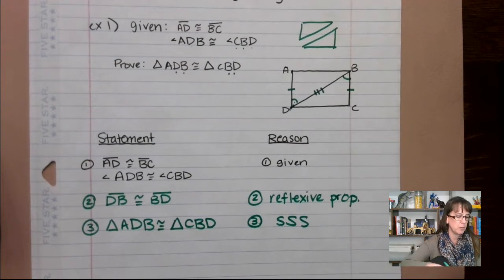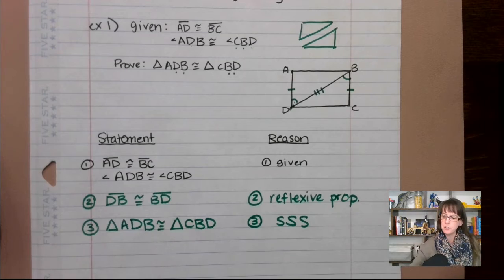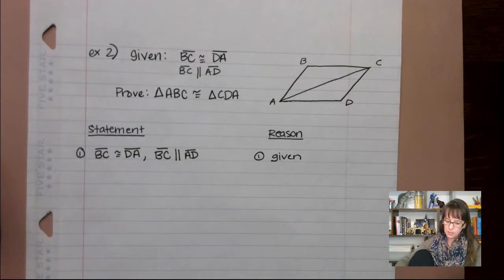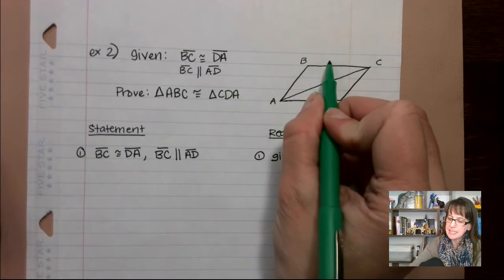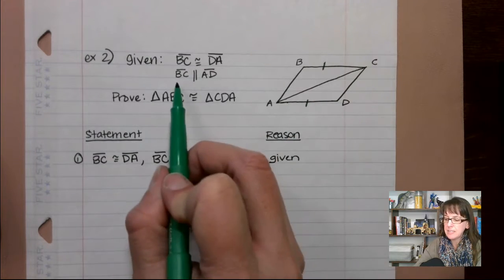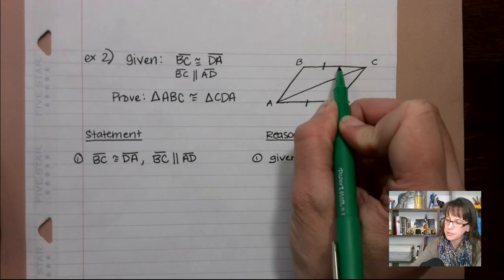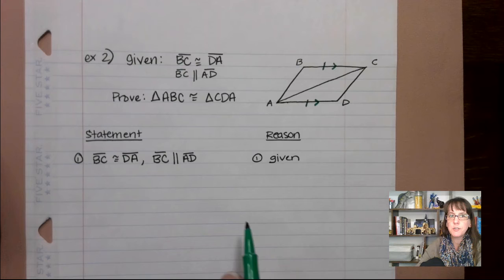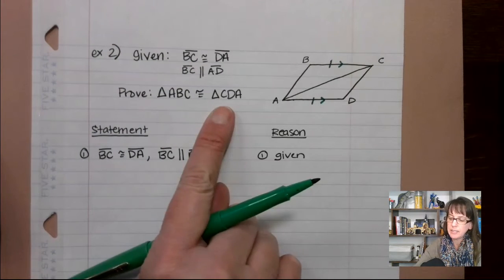All right, let's try another one. So along those same lines, we're going to do this guy right here. Given that BC is congruent to DA, and BC is parallel to AD. All right, so those two guys are parallel. Then prove that this triangle is congruent.